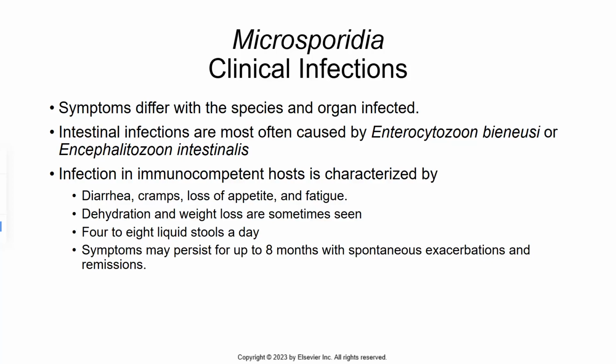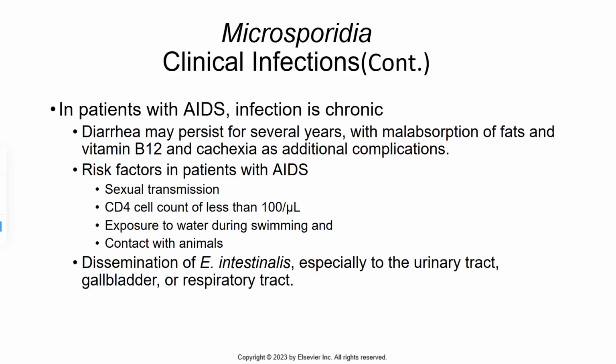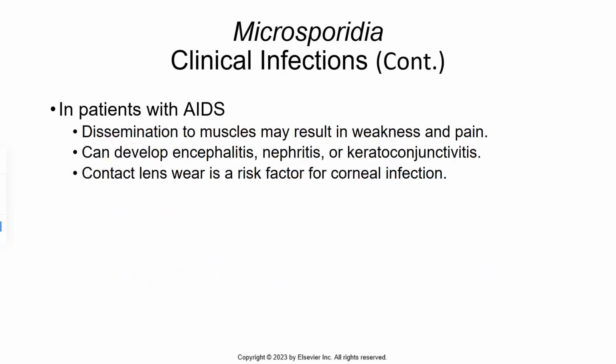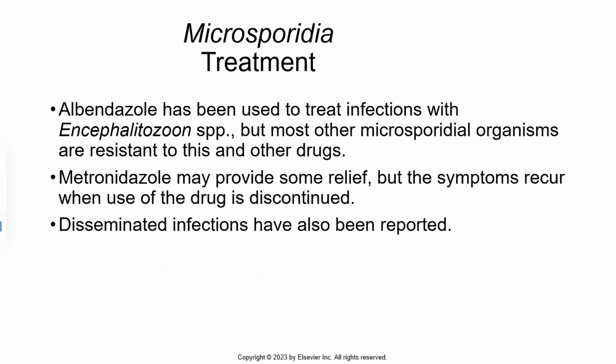Infection in immunocompetent hosts is characterized by diarrhea, cramps, loss of appetite, and fatigue. Dehydration and weight loss are sometimes seen. 4 to 8 liquid stools a day. Symptoms may persist for up to 8 months with spontaneous exacerbations and remissions. In patients with AIDS, symptoms are more severe, as is listed. And then there's a few different drugs that are used for treatment, and disseminated infections have also been reported.